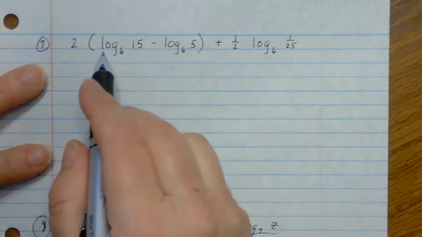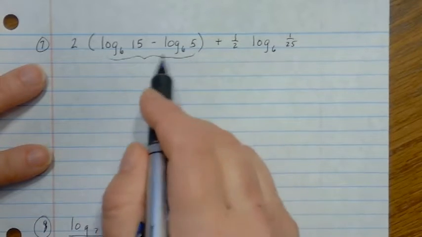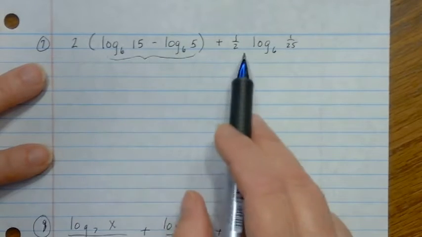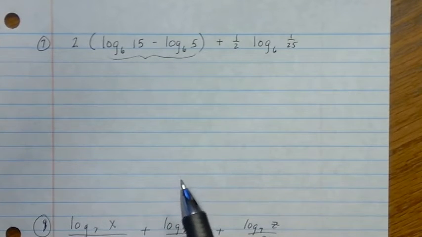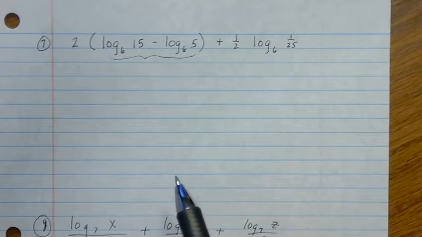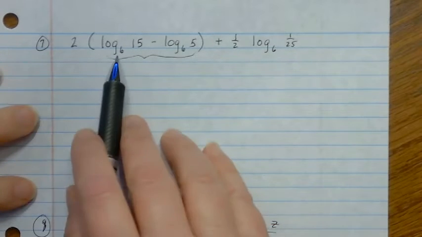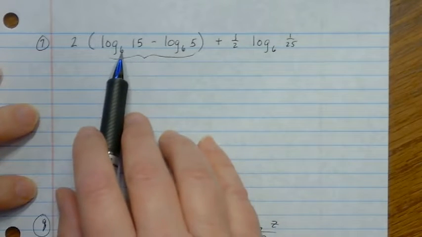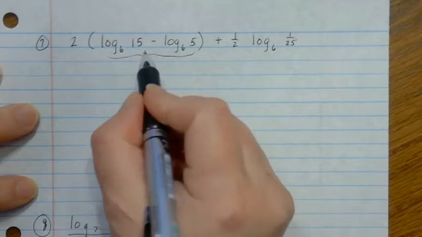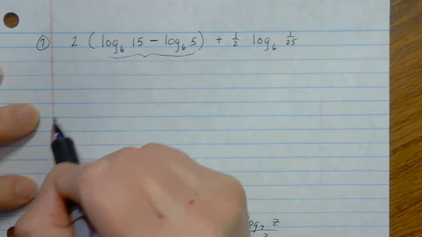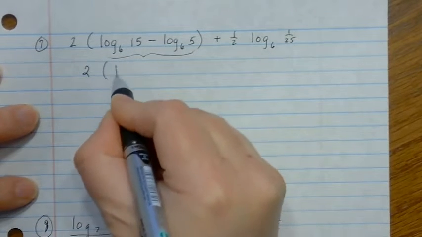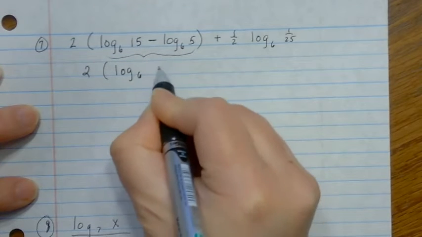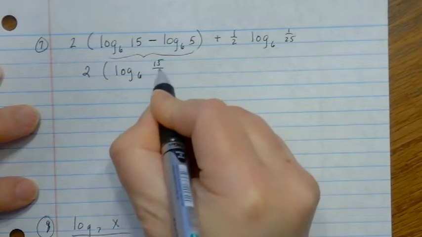I have something inside parentheses times 2, and then I have add something here. So we can do this in a bunch of different orders, but I think I'll stick with the order of operations and do what's inside this parenthesis first. I notice that these are both log base 6, so I can combine them by using the quotient property. So I've got 2 log base 6 of 15 divided by 5.